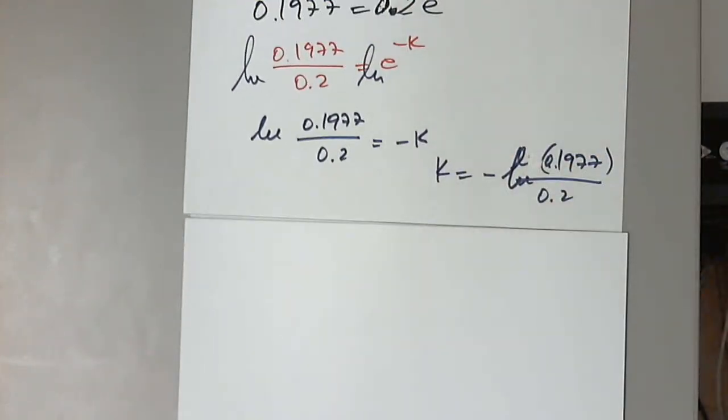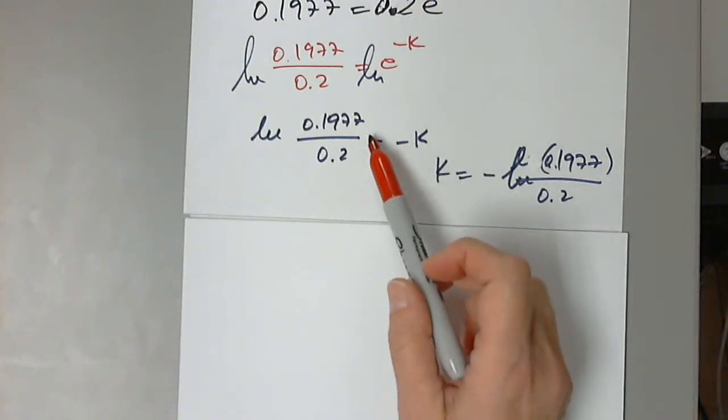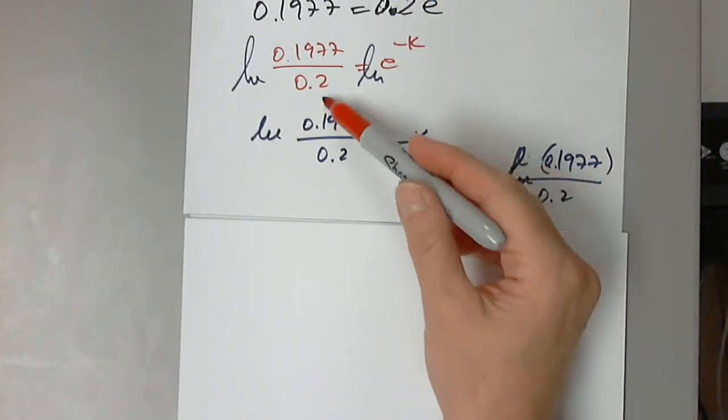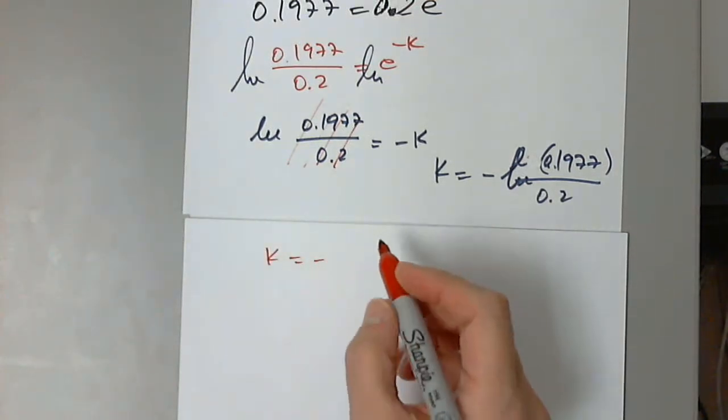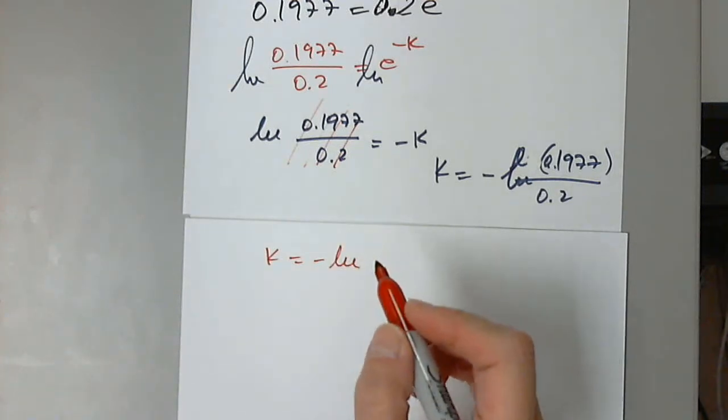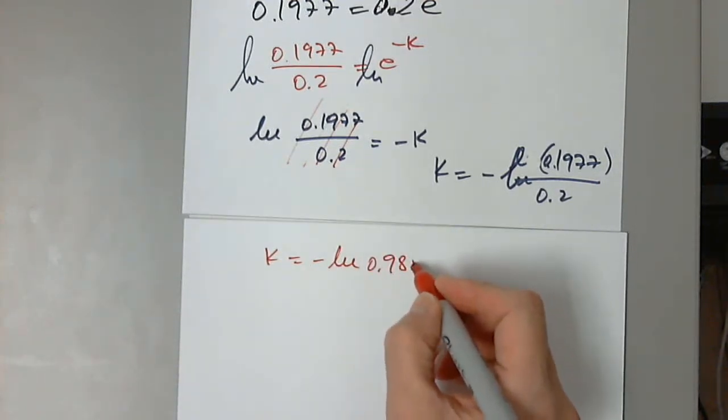So when we divide what we had, divide that by 0.2, what did I get? 0.9885, correct? What did you do? I divided 0.1977 by 0.2 to get just one number instead of this fraction. Oh, right, because they didn't actually finish solving. So then k equals the opposite of natural log of 0.9885.